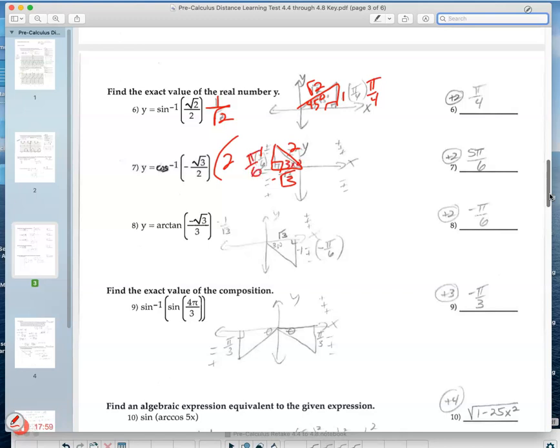But we have to name that, and with cosine, the PVR is right up here. So we're going to have to name that one 5 pi over 6 to get that in the second quadrant.